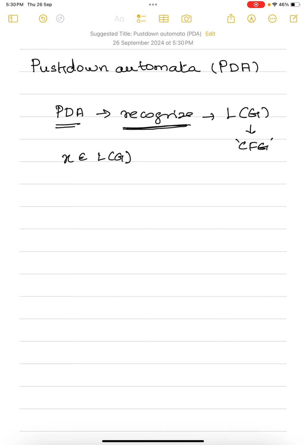Now, pushdown automata is used to overcome the limitations of finite automata, with memory in terms of a stack. What I mean is, pushdown automata will have two types of data structures. One is the input tape, another one is a stack. So we can say pushdown automata is finite automata plus a stack.